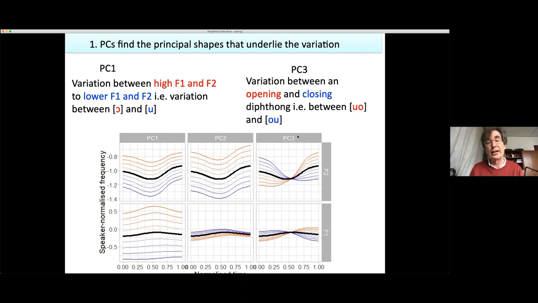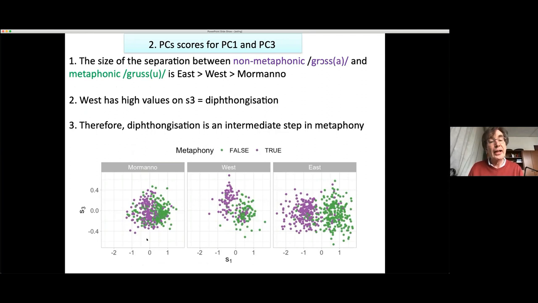This is a bit more complicated, because what this suggests is that there is indeed diphthongization in this database, from where F2 and F1 are both low to where F2 and F1 become high. So this is like from u to o, and blue is from o to u. This shows there is diphthongization. This shows that there is vowel raising. If we then plot these vowels in the space of PC1 and PC3, that is the raising and diphthongization, what do we find?